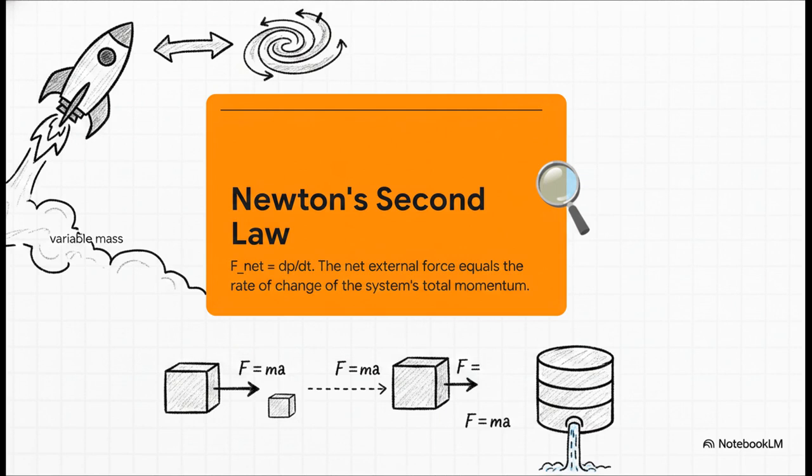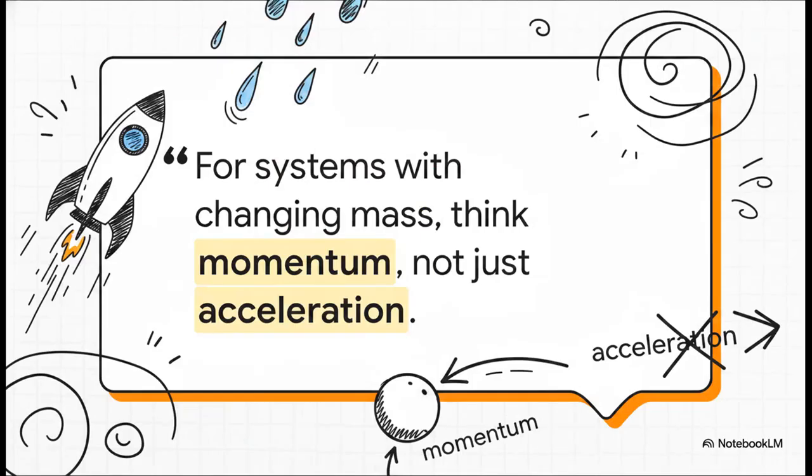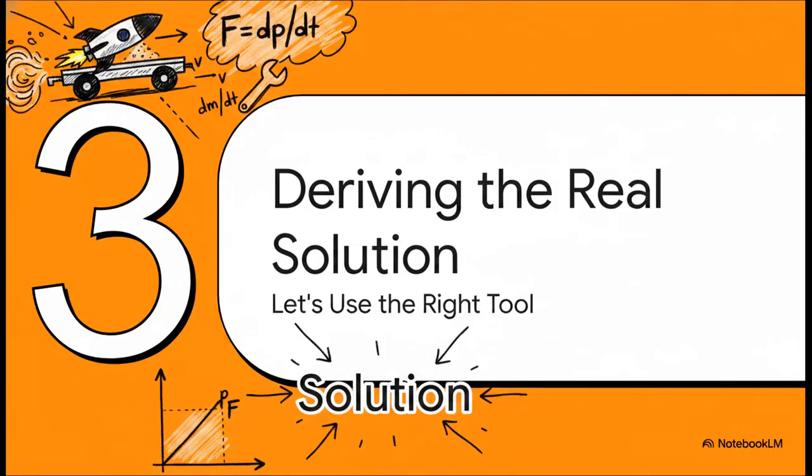But when the mass is changing, like in our problem, you have to use the full momentum version. Seriously, if you take one thing away from this whole explainer, let it be this. The moment you see a problem with changing mass, it doesn't matter if it's rockets, raindrops, whatever, your first thought shouldn't be F equals ma. It should be momentum.